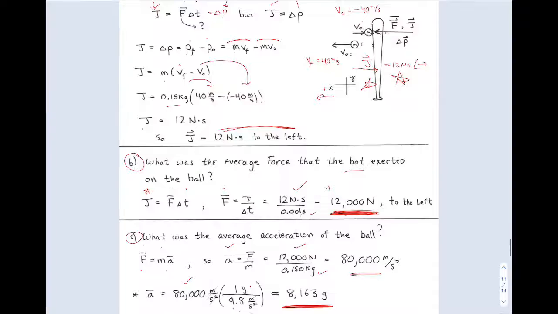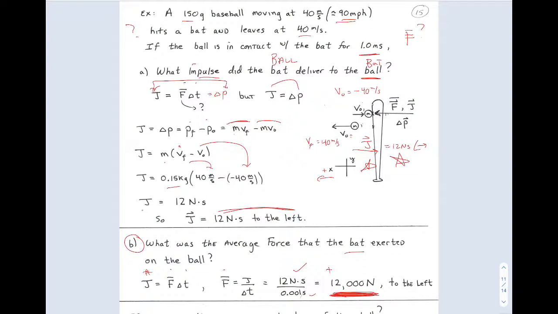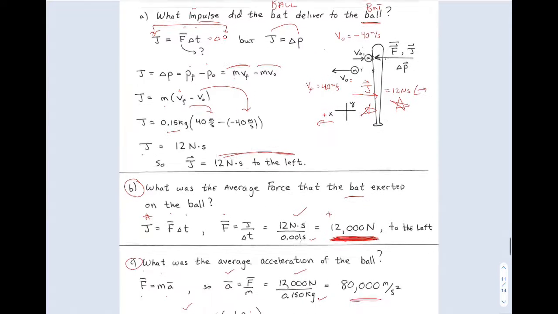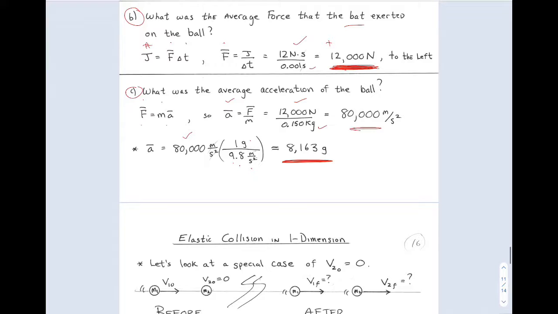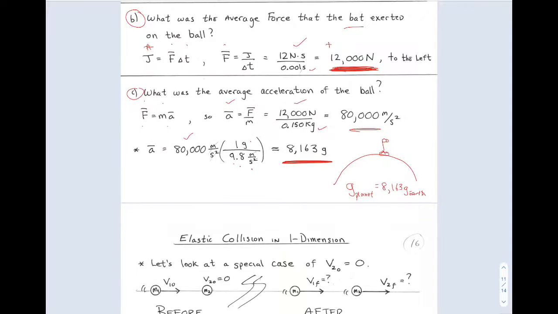All right. Now, does that number make sense? Well, here you have a ball coming in at 90 miles an hour, and it changes its direction 180 degrees in 1,000th of a second, and heads out at 90 miles an hour. So that's an enormous acceleration. Imagine if you were on some planet where g was 8,163 times g of Earth. If you were standing on a scale, you would look down and the scale would read 8,000 times your weight. Could you stand on that planet?